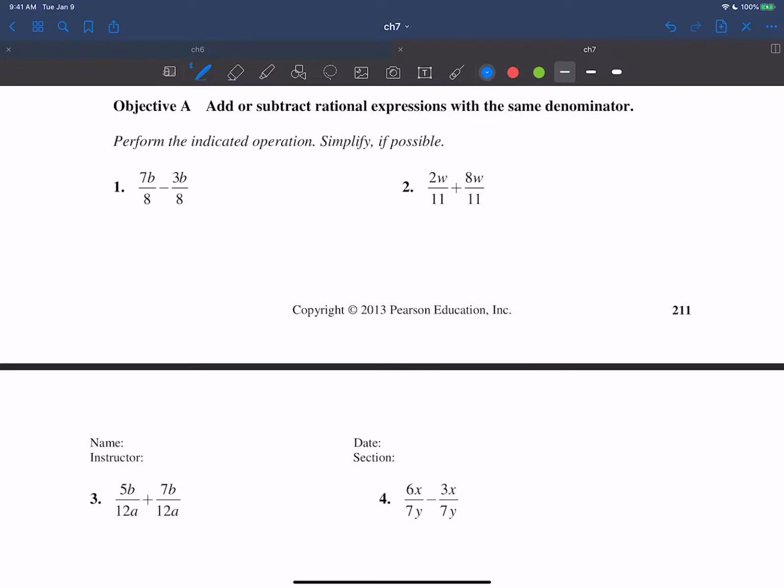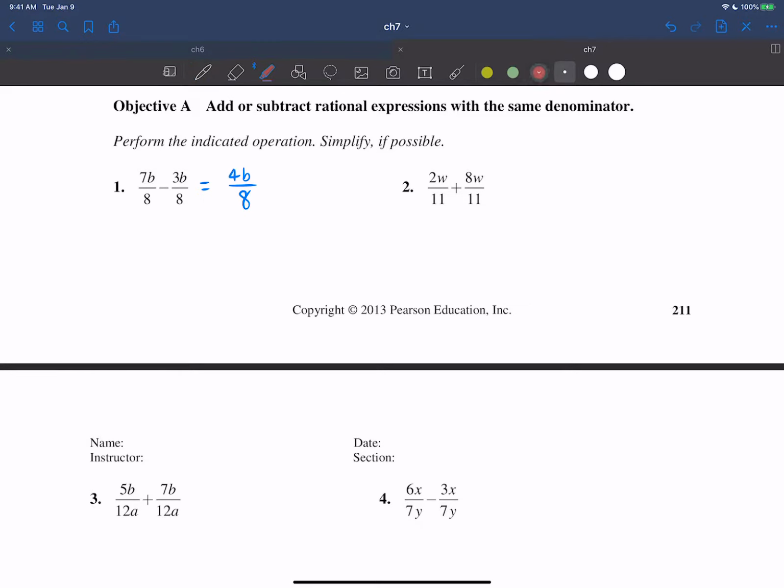Objective A. Add or subtract rational expressions with the same denominator. Number 1. 7b over 8 minus 3b over 8. Since they have the same denominator, we simply subtract the numerators and we obtain 4b over 8. But don't forget, we need to simplify as well.